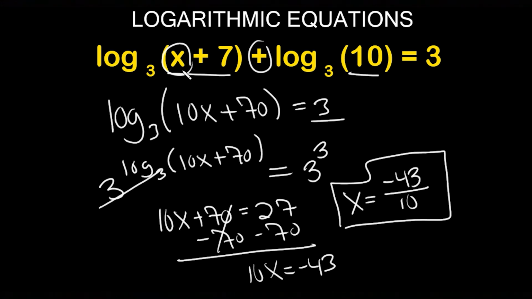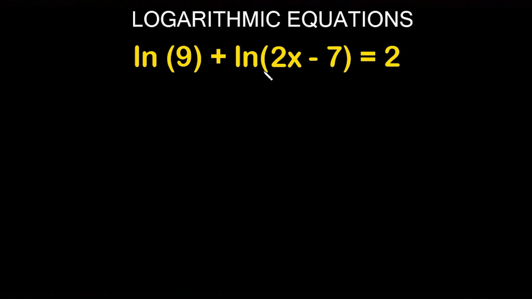All right, let's do 2 more examples. So here's our next example. We're dealing with a natural log, meaning we have a base of e. Okay, they did not write it, but again, we know that technically there's a base of e there. Now I'm dealing with addition, meaning I'm going to multiply. So I'm going to rewrite the whole left-hand side as a single natural log.